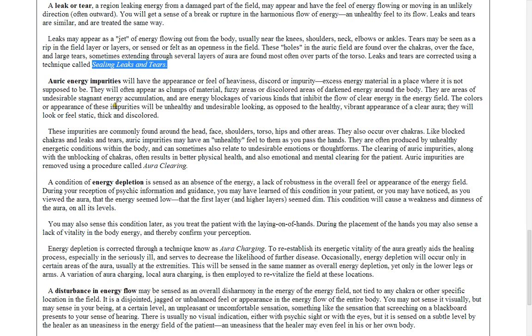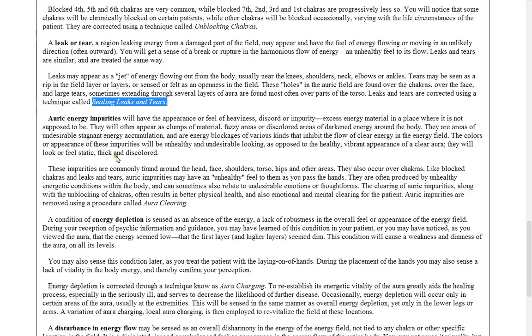Auric energetic impurities will have the appearance or feel of heaviness, discord, or impurity. Excess energy material in a place where it is not supposed to be. They will often appear as clumps of material, fuzzy areas, or discolored areas of darkened energy around the body, or disfigured areas. These are areas of undesirable, stagnant energy accumulation, and are energy blockages of various kinds that inhibit the flow of clear energy in the energetic field of the pure white light being. The colors or appearance of these impurities will be unhealthy and undesirable looking, as opposed to the healthy, vibrant appearance of a clear aura. They will look or feel static, thick, and discolored.